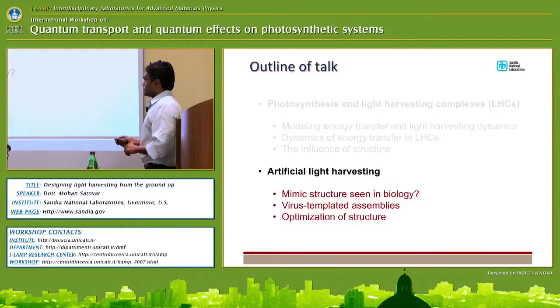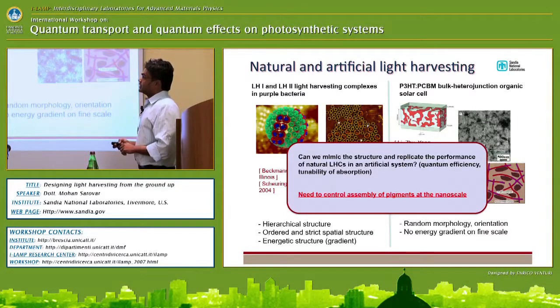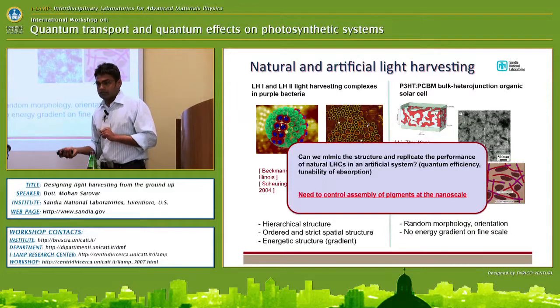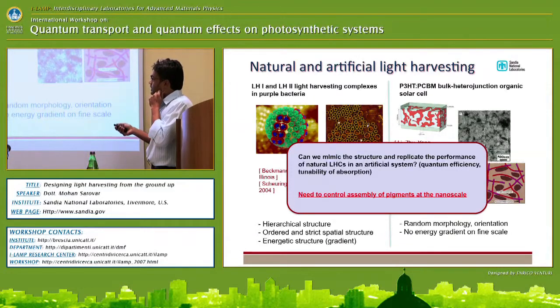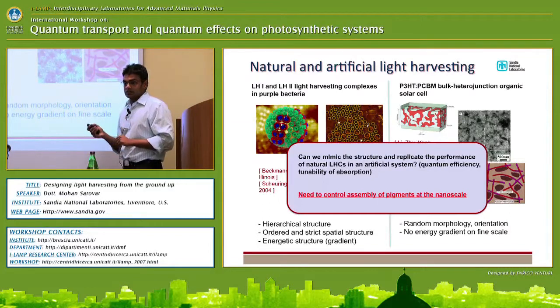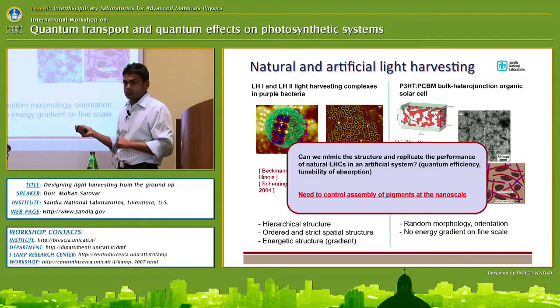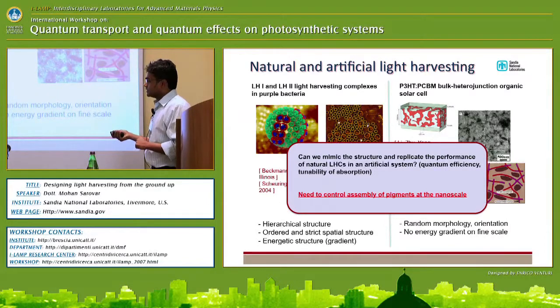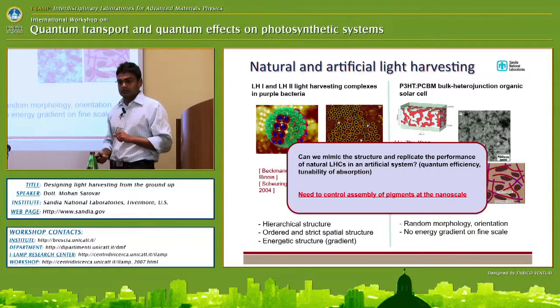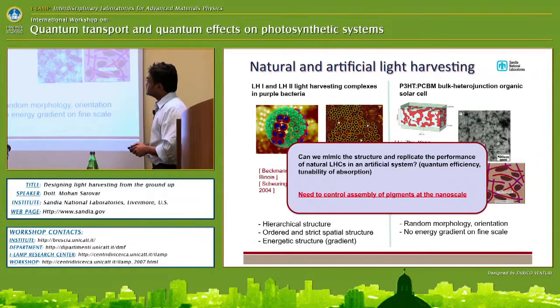This line of thought was born out of this comparison here. So on the left here, I've shown a natural photosynthetic system. It's called LH2 in purple bacteria. There's actually LH2 and LH1 here, and it's a bacteria. And you see an amazing amount of symmetry and structure in these systems. Now, I've taken an extreme case in natural systems where there's an extreme amount of symmetry and structure. But in most systems you see some kind of hierarchical structure, some kind of ordered and spatial structure as well, and energetic structure. So there's usually an energetic gradient in these systems.